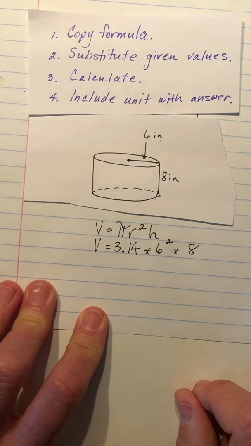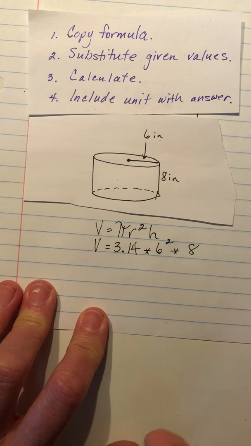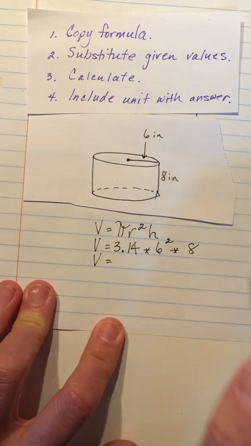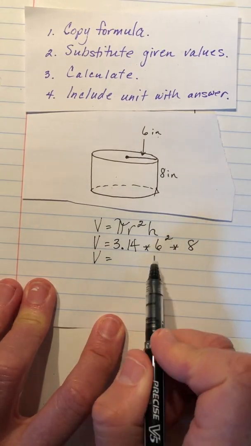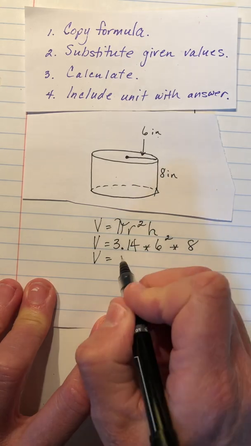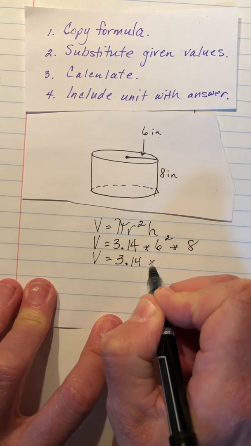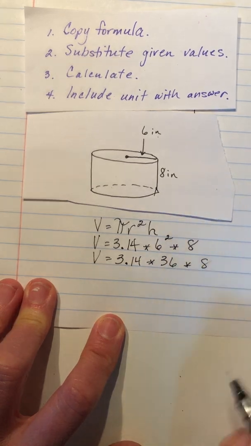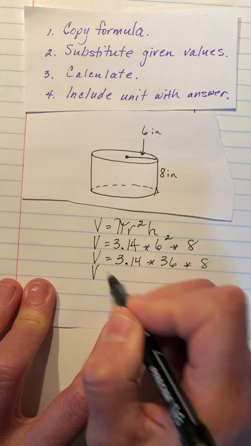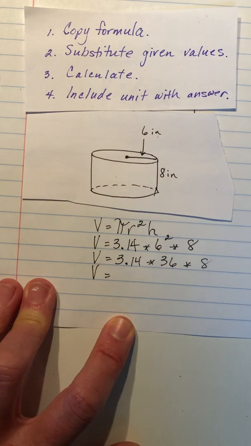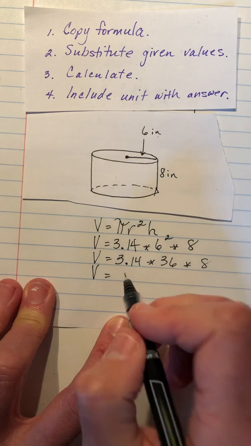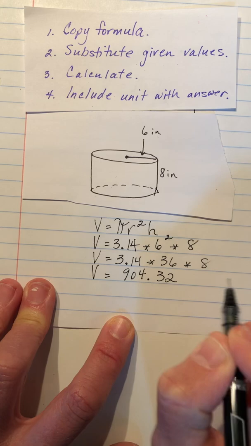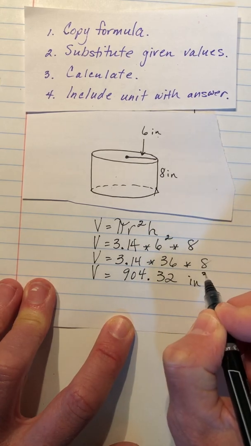Now remember GEMDAS. It's like gravity, it never goes away. Every problem is a GEMDAS problem. So I know that since there are no grouping symbols, I'll need to take care of that exponent first. So I'm doing 3.14 times 6 squared is 36 times 8. And of course you're using a calculator on this. When I multiply all that together, I get 904 and 32 hundredths inches cubed.